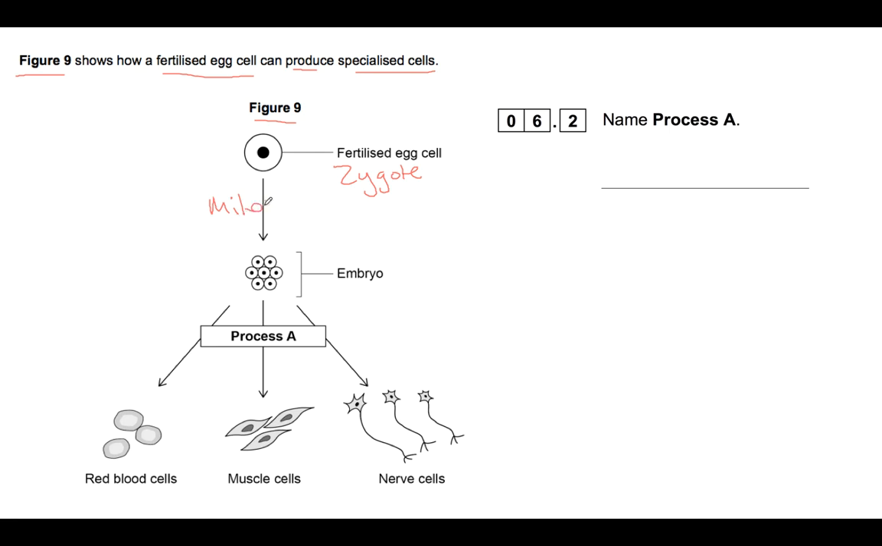So in this case, it will be mitosis, the cell division, and that will lead to a ball of cells known as an embryo. Then we have process A. Now 6.2 is asking us to name process A, and we go from an embryo to red blood cells, muscle cells, nerve cells. Now, all of these cells have very specific functions, so we call these specialized cells. So they're cells that are adapted to have a particular function in the body. Whereas these cells in the embryo, these will be stem cells where they haven't yet become specialized. So what's the process that leads to these specialized cells? Well, it's known as cell differentiation.